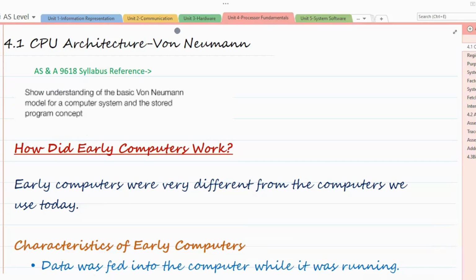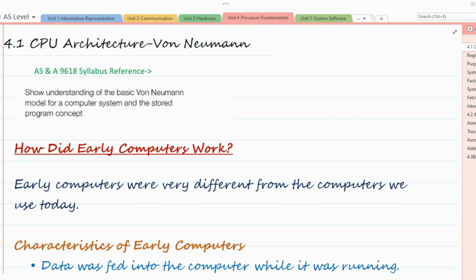In today's video, we are going to start with Unit 4 Processor Fundamentals. And in this video, you will learn to show understanding of the basic von Neumann model for a computer system and the stored program concept. So let's begin.